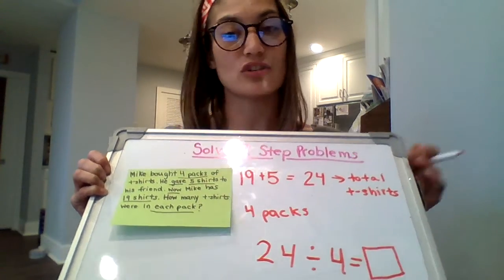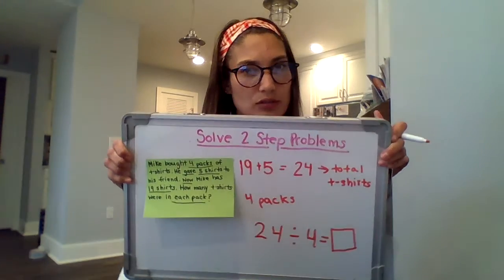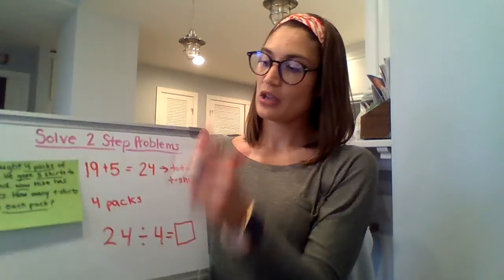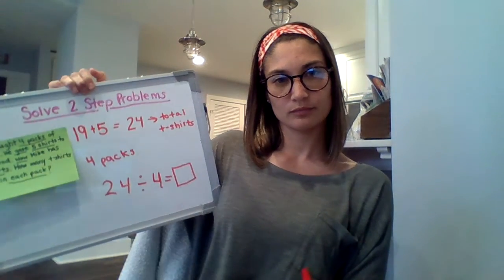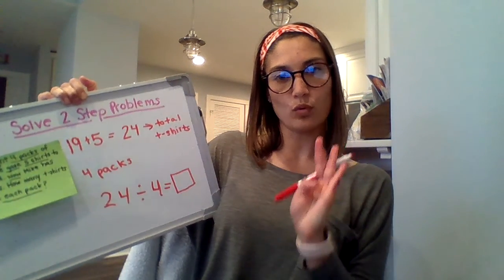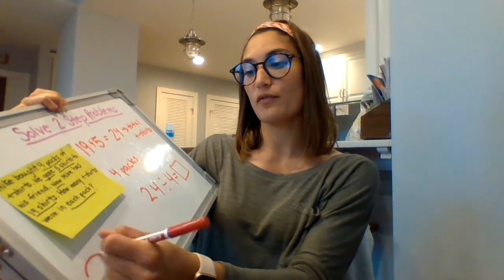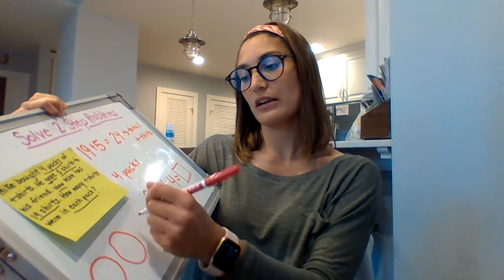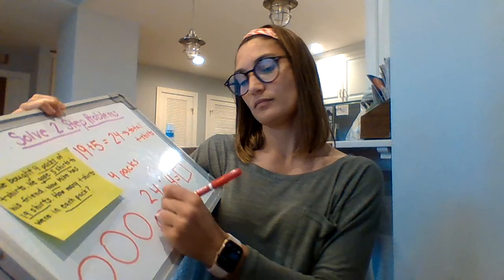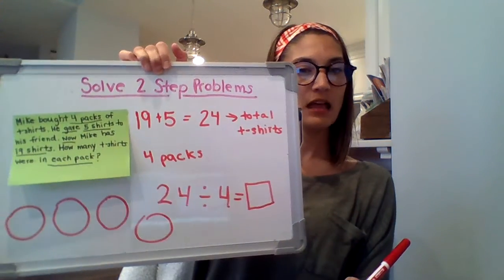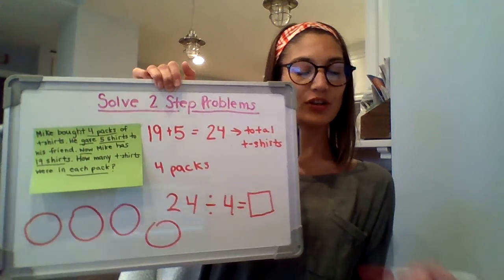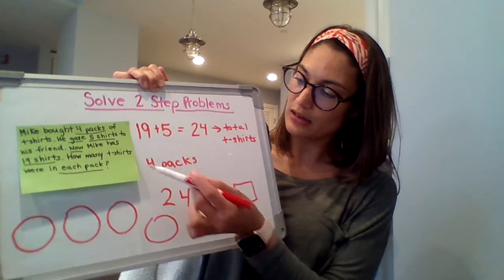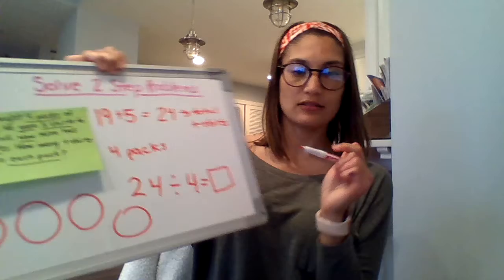Remember, we have a lot of strategies we can use here. I think for this one, I'm going to make a model. So I'm going to make how many groups? Good. I'm going to make 4 groups because there are 4 packs, and that's our divisor. Okay. And now I'm going to put 1 in each until I get to what? Good. 24, because that is our dividend.